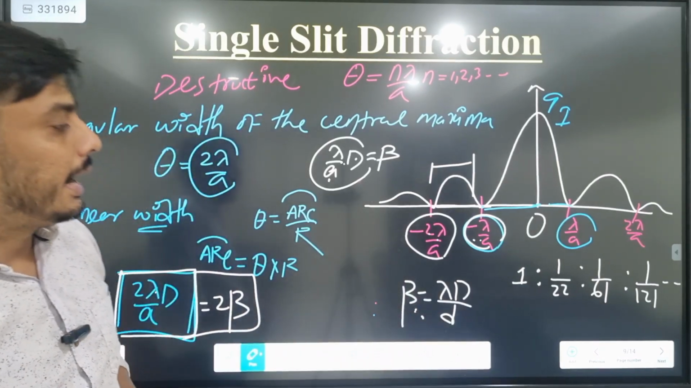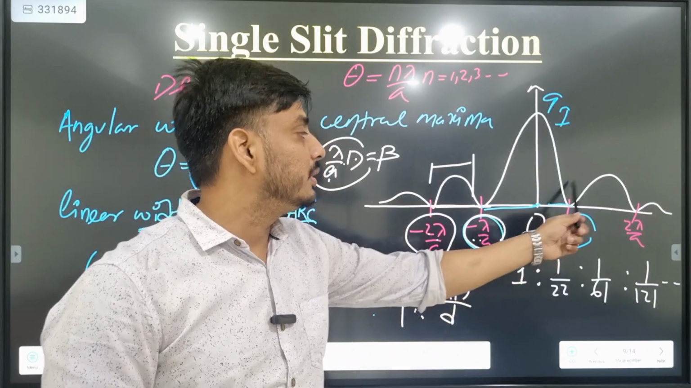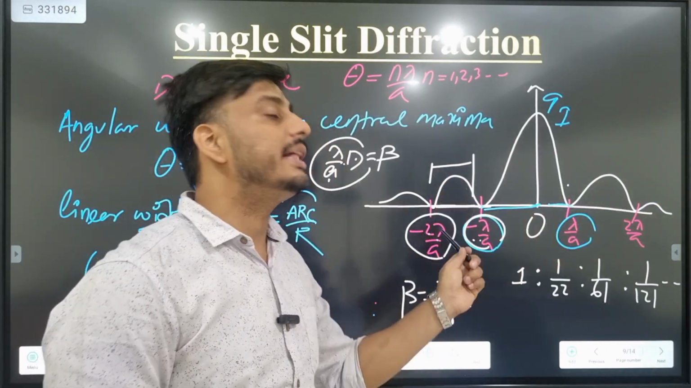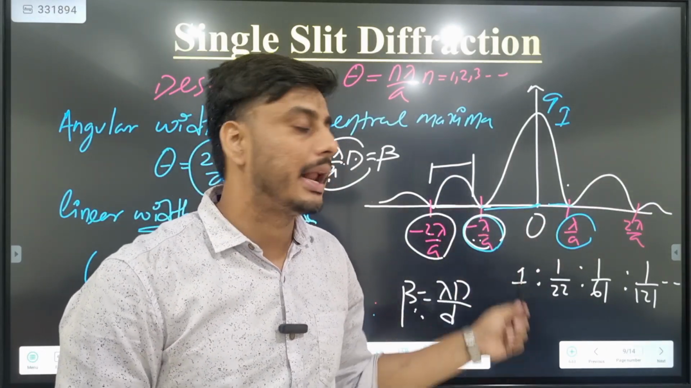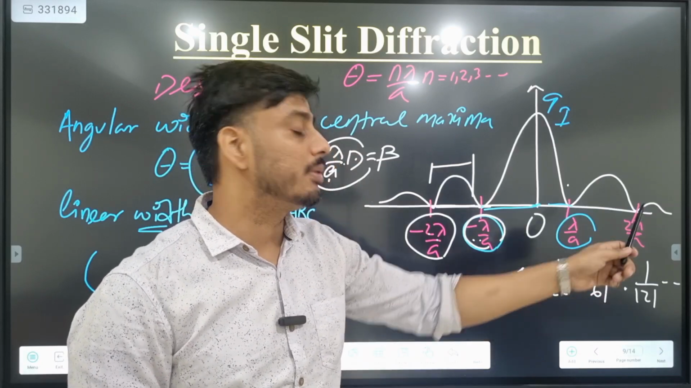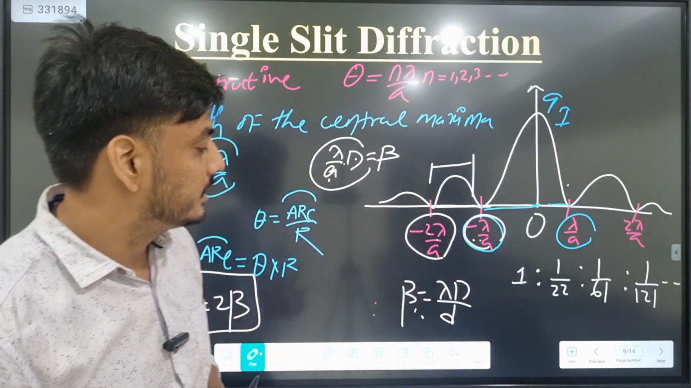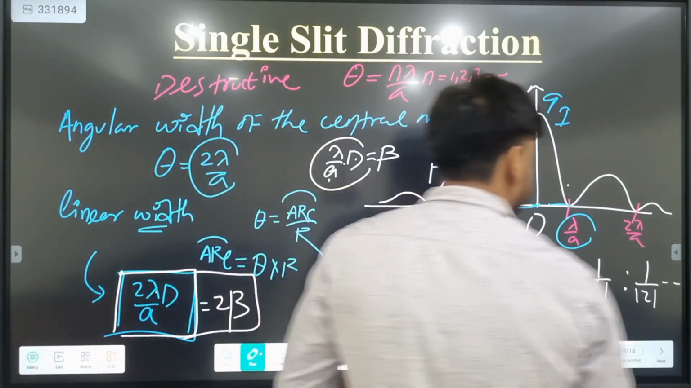Is my point clear? The intensity of the central maxima is maximum, and as we move to the right side or left side, you can see a decrease in intensity. How does the intensity decrease? In the ratio of 1 by 22, 1 by 61, 1 by 121 and so on. Gradually the intensity varies. I hope this is clear.